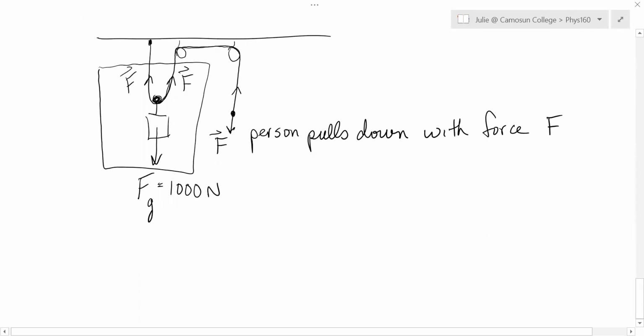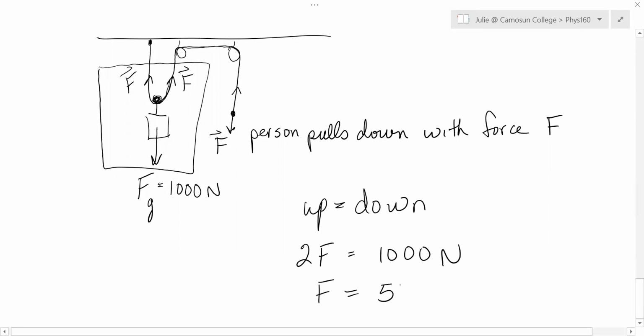Okay, and this is in equilibrium. So up equals down. Or if you wanted to do the y direction, the two forces in the y direction equal the force of gravity. So 2 times F must equal 1,000 newtons. And so F is 500 newtons. So the advantage of the pulley is you only have to pull with half the weight of the piano in order to suspend it. If you had 3 or 4 or 5 ropes, well, you would just divide 1,000 by 3, 4, or 5, and that's how hard you would have to pull.